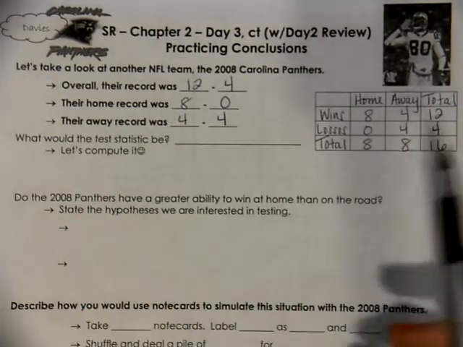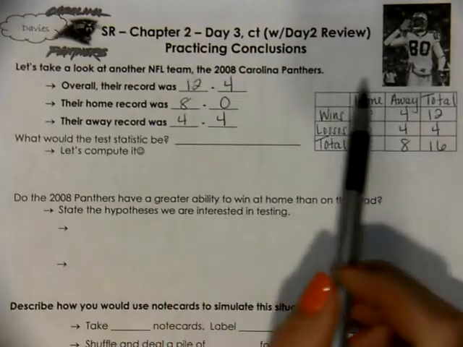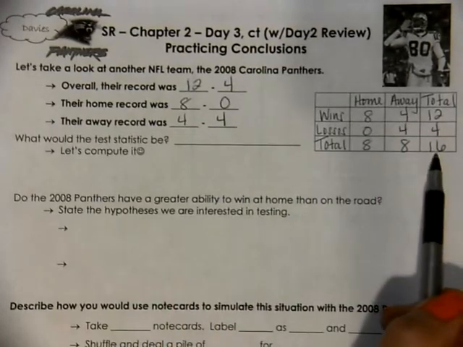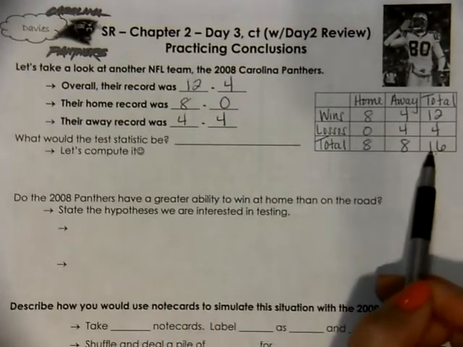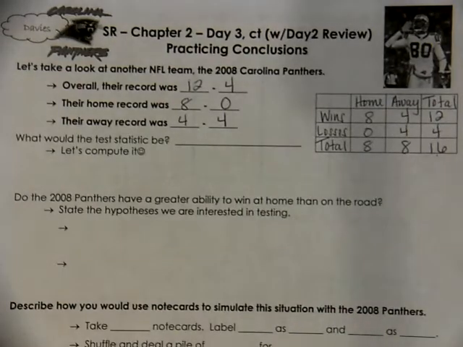You can double check a few things. Look at home and wins. The cell for that should be 8. Your total: the NFL plays a total of 16 games in the regular season, so your grand total in the bottom corner should be 16. Okay, 8 total games at home, 8 total games on the road.